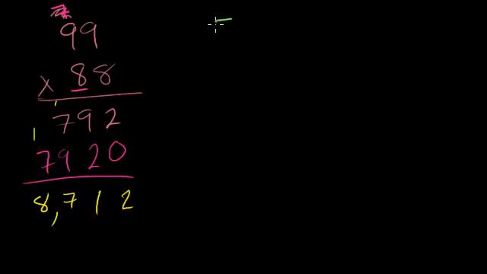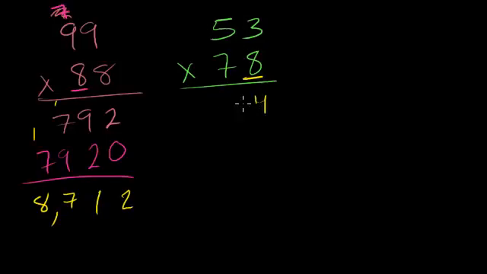All right, 53 times 78. I think you're getting the hang of it now. Let's multiply 8 times 53 first. So 8 times 3 is 24. Stick the 2 up there. 8 times 5 is 40. 40 plus 2 is 42. Now we're going to have to deal with that 7, which is really a 70. So we've got to remember to put the 0 there.